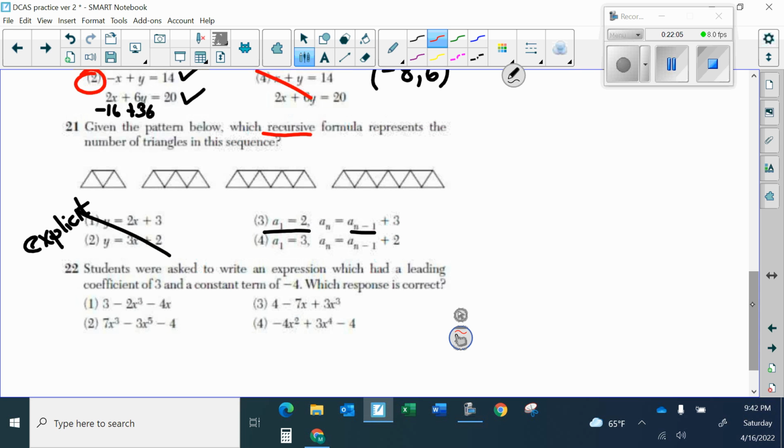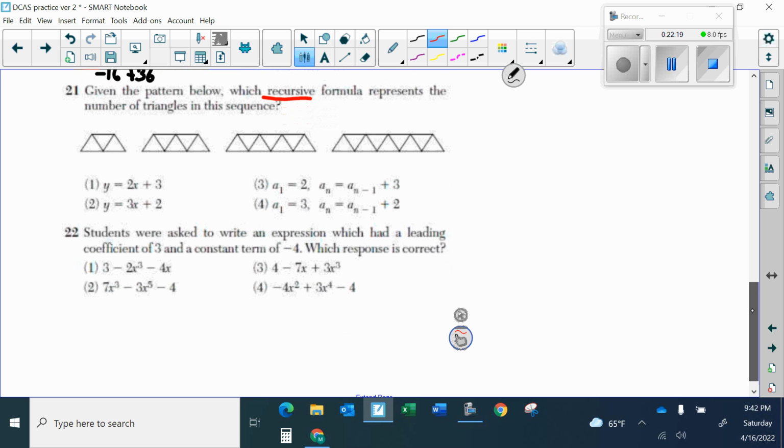A sub 1 is my first term. Notice right there, I have 3 blocks. So the only one that works right there is a sub 1 is 3. Number 3 says a sub 1 is 2. So that was real quick to wipe those out, as long as you know what a recursive formula looks like and what the a sub 1 stands for.